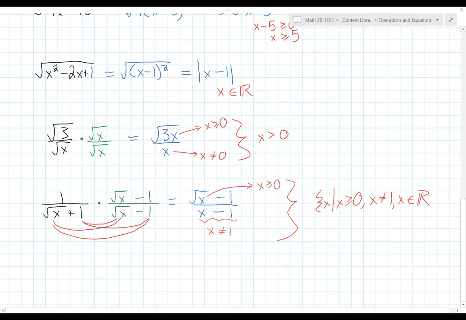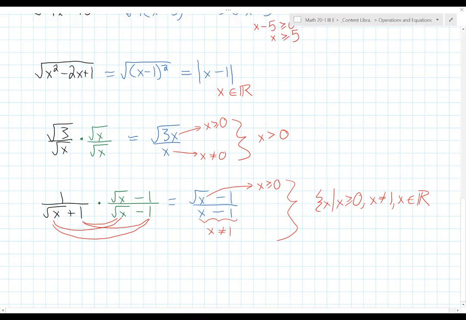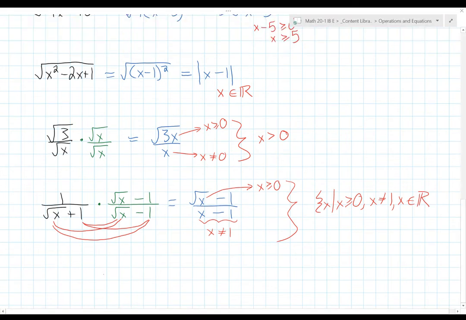So that's some basic review. I think most of it is stuff that you've seen already, but you should practice it. This is in section 5.1 and 5.2 of your Pre-Calculus 11 book.